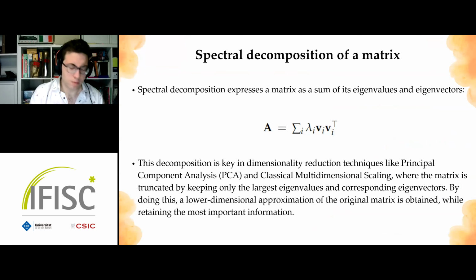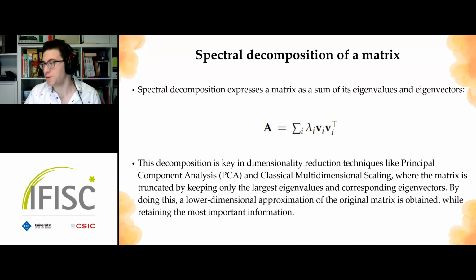Now, very briefly, we are not going back to the first year of the degree in physics. We are not going to do linear algebra anymore, but the spectral decomposition of a matrix is important here. We all know that we can express a matrix as a sum of its eigenvalues and eigenvectors. This formula contemplates all of them, but the decomposition is key in some dimensional reduction techniques like PCA or multidimensional scaling, the one used here, because the matrix can be truncated by just taking the most important eigenvalues and eigenvectors. What are the most important ones? Usually the largest ones. Okay, 1, 2, 3 eigenvectors, and we can truncate and somehow make a series expansion.